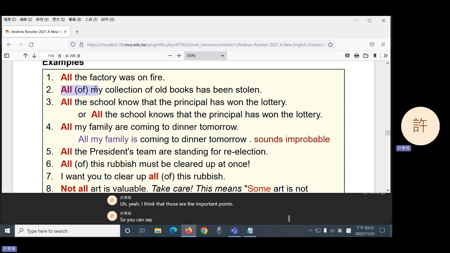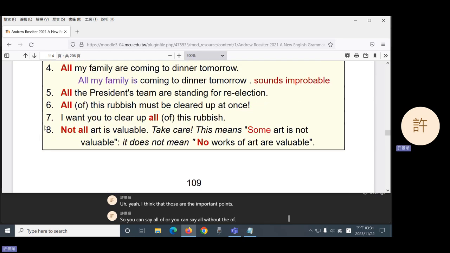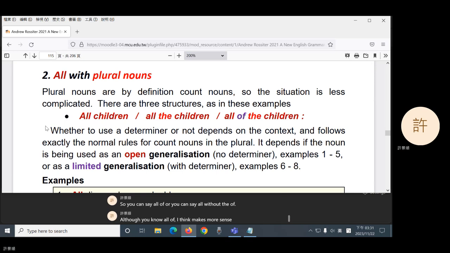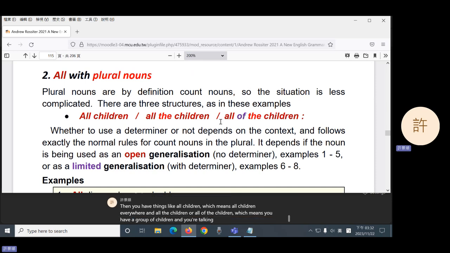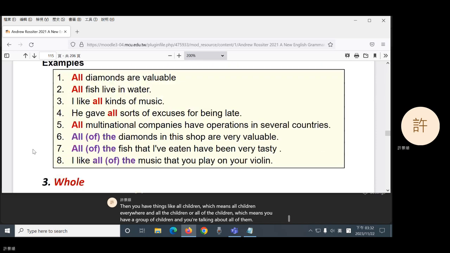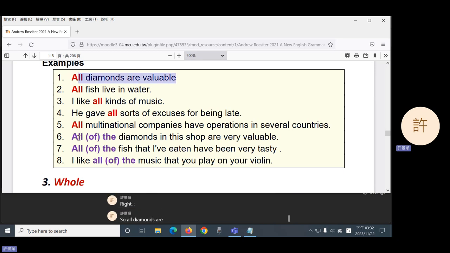So you can say all of, or you can say all without the of. Although, you know, all of, I think, makes more sense. Then you have things like all children, which means all children everywhere. And all the children, or all of the children, which means you have a group of children and you're talking about all of them. Right, so all diamonds are valuable. All of the diamonds in this shop are very valuable. The key is the use of the word the, right? The gives you a specific context. If you don't have the, if you simply just use the word all, like you use the word no, it's general, it's applying to everything.